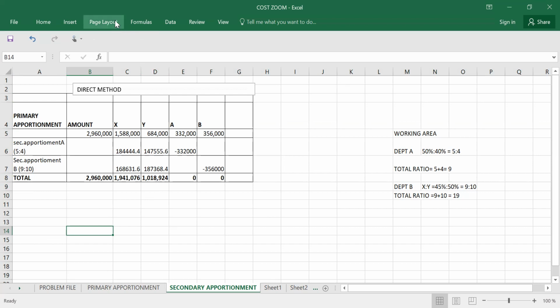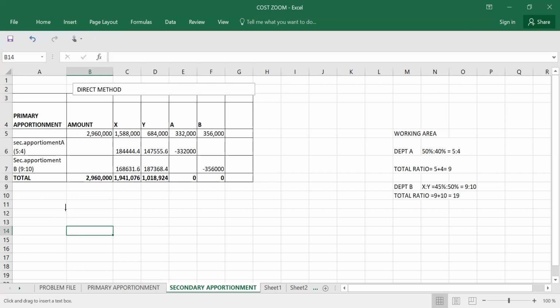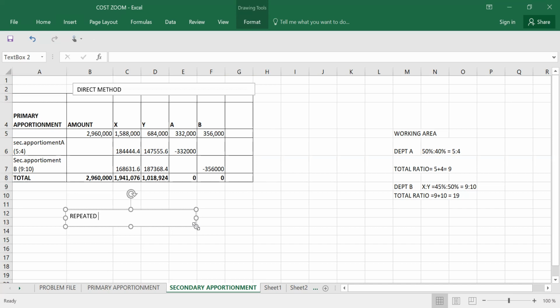Now, if we still have some time, let's do the repeated method. So with the repeated method, we come to this one too. Let's do the continuous method.